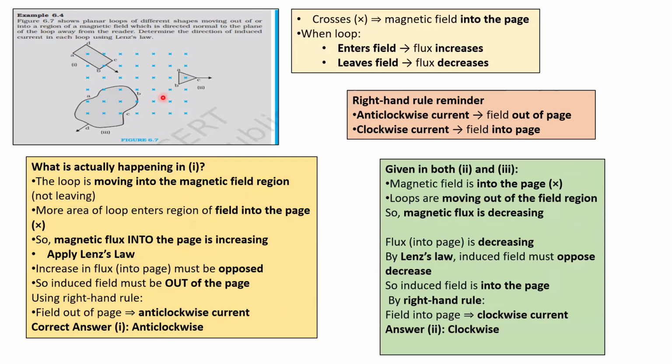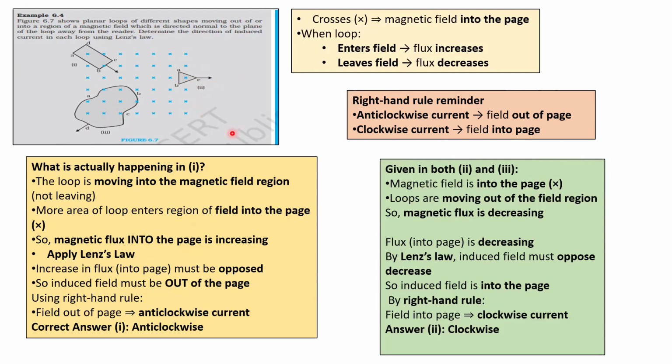Carefully, if you observe, the second and third both have the same answer because both are taken out. They are going away from the magnetic field lines. Does the number of field lines passing through the coil increase or decrease? Going away means decreases, right? So in the second case as well as in the third case, both are going outside. So the field lines decrease.